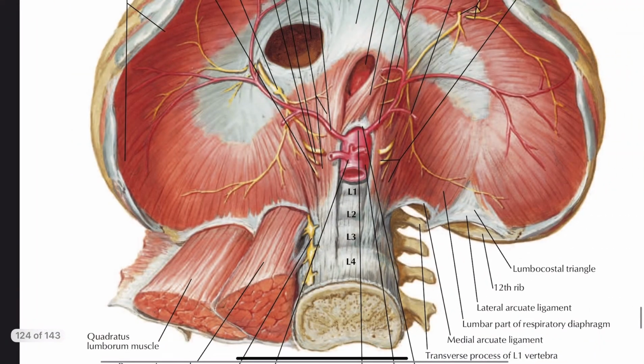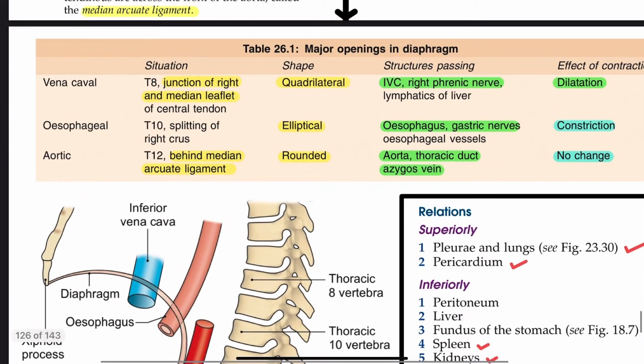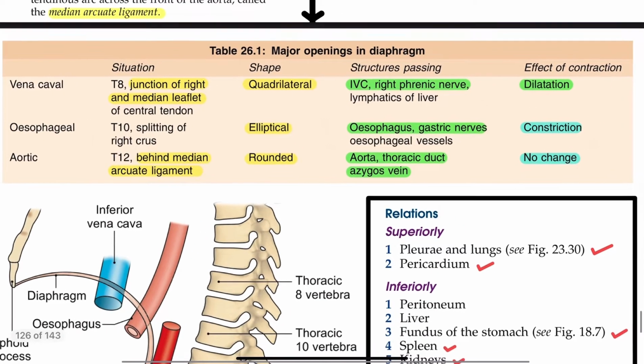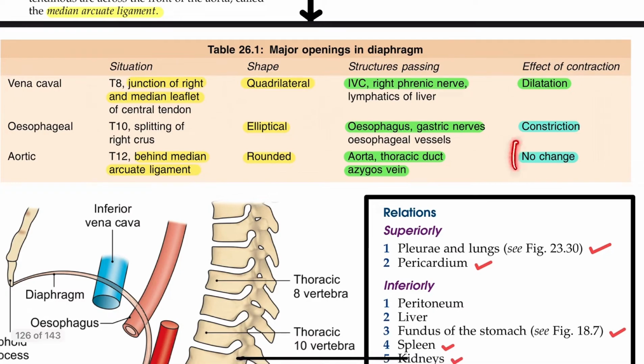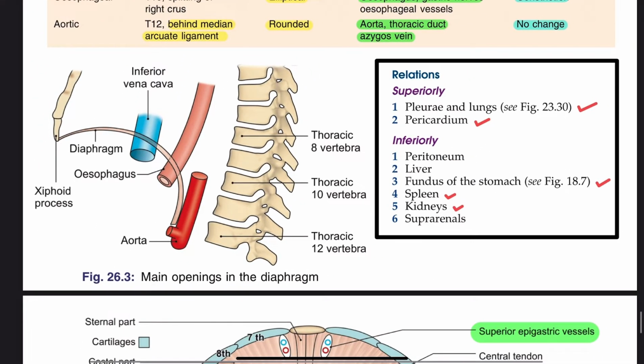If this was your median arcuate ligament, then posterior to that, or behind that, will be the aortic opening. It's rounded and the structures passing are the aorta, azygos vein and the thoracic duct. And remember, if the diaphragm contracts, it has no change on the aorta, no change in the aortic opening. Okay, and here you can diagrammatically see a schematic diagram of major openings.